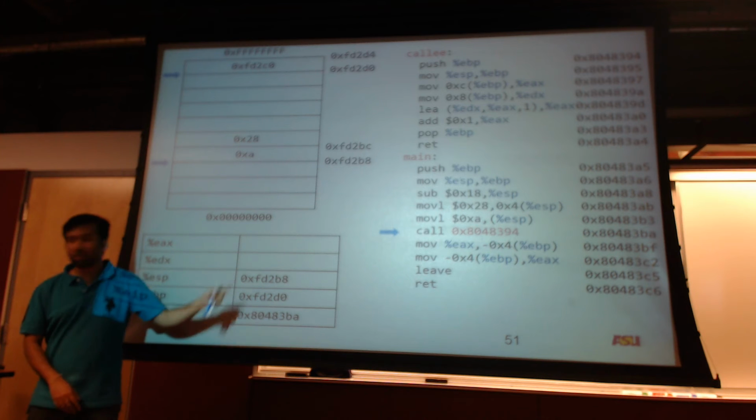First thing that call does is push the EIP onto the stack. Since it has to push, it first decrements, which means the stack pointer becomes FD2B4. Then it takes the EIP, the next instruction 80483BF, puts it there into the stack, and then updates the EIP with the argument of call.